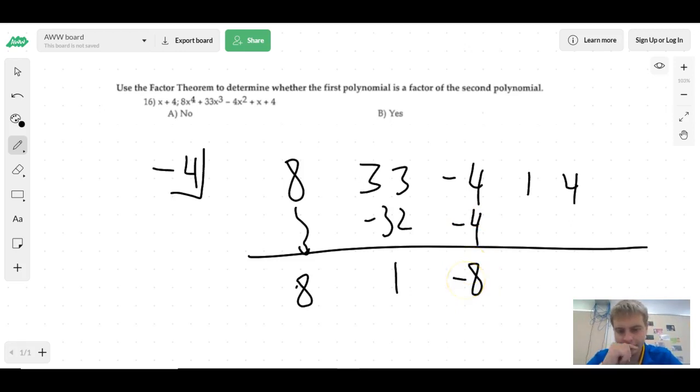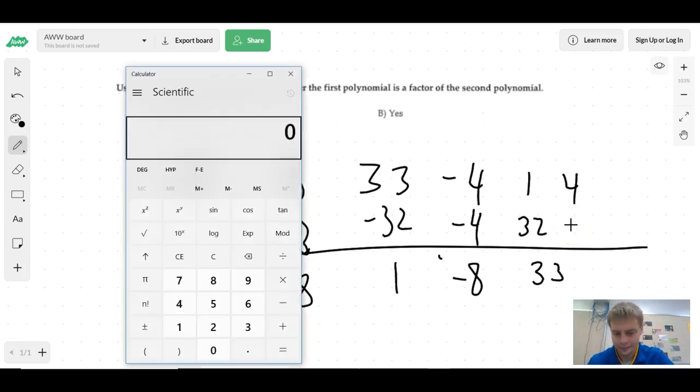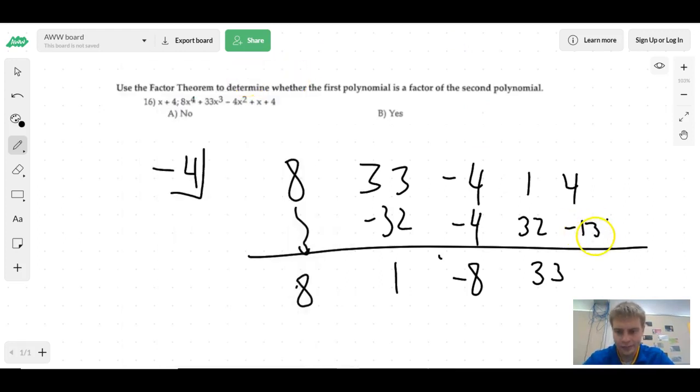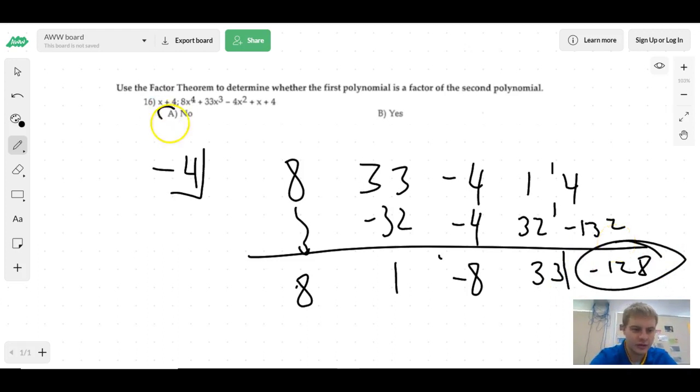Just going to double check all my math to make sure everything has gone right so far. So 8, negative 32, 1, negative 4, yep, negative 8. That then would be a positive 32, which would give me 33. And that's going to be a really big negative number when I multiply this out, which would be negative 132. You add it with 4, you get negative 128, which means this thing has a remainder, so it is not a factor.